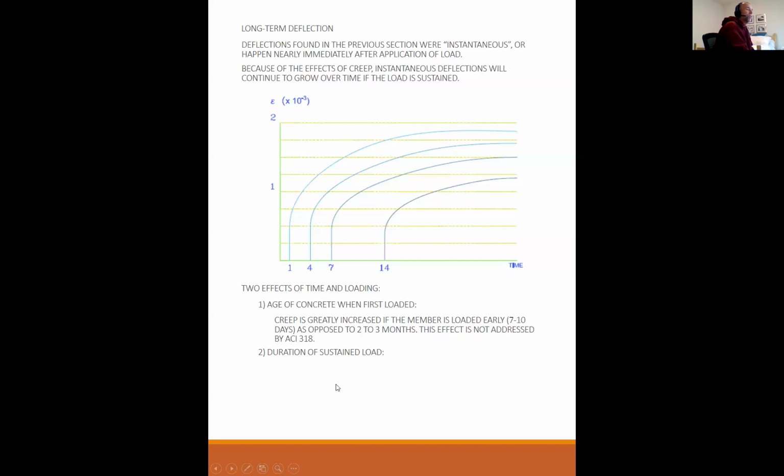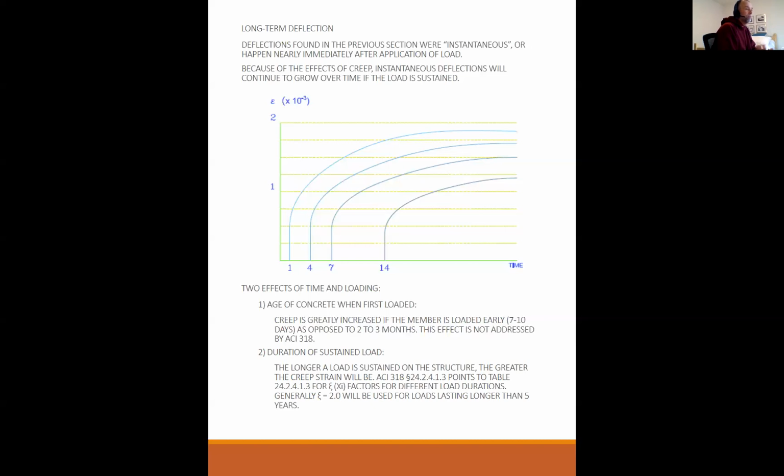And the duration of the sustained load. The longer a load is sustained on the structure, the greater the creep strain will be. ACI 318, section 24.2.4.1.3 points to table 24.2.4.1.3 for a psi factor for different load durations. Generally, psi equal to 2 will be used for loads lasting longer than 5 years, which generally speaking is most dead load. Most of us design concrete buildings assuming they're going to be in service longer than 5 years. So we just use a psi of 2.